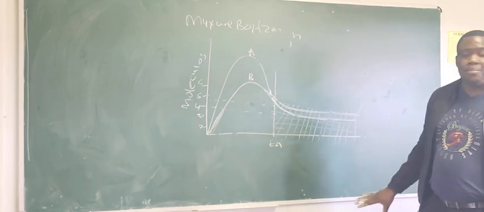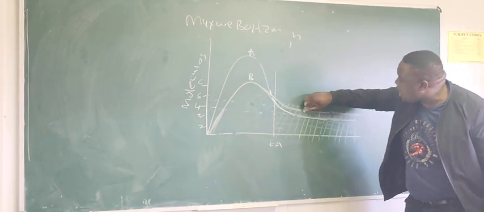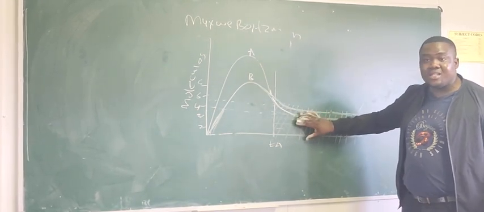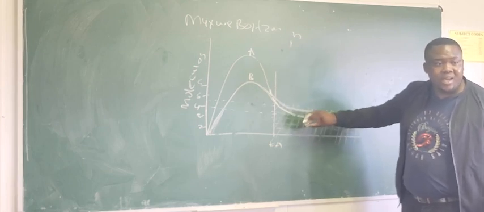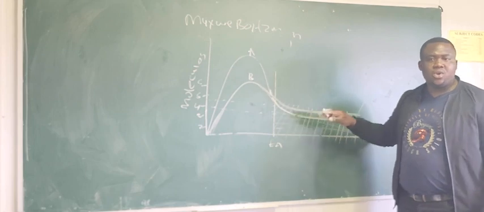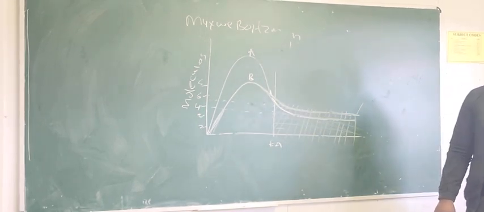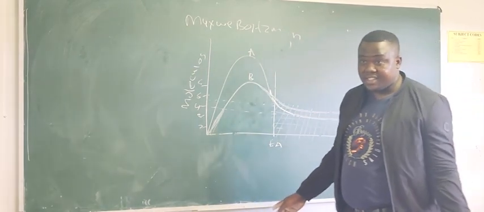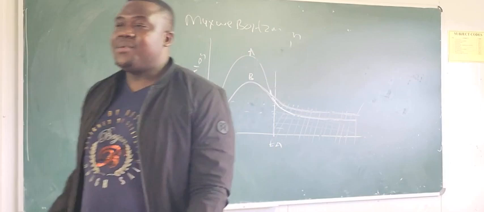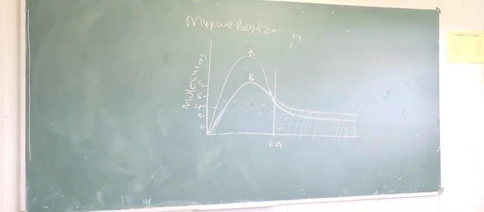So for Maxwell-Boltzmann, we come and look at this side. You can see that B is high, and the molecules that are here have kinetic energy greater than activation energy. So that's how we explain the Maxwell-Boltzmann graph. Is it difficult to understand? No. You understand? Okay. I'm happy now. It means we can go to rates of reaction.